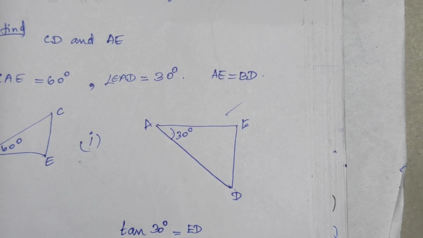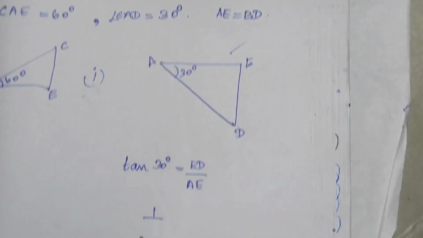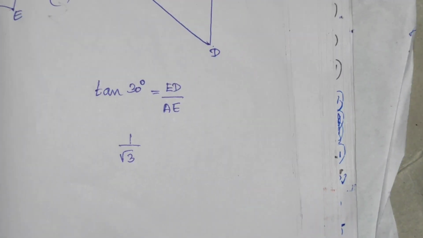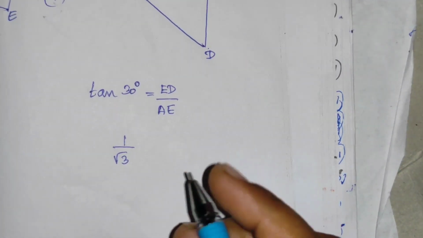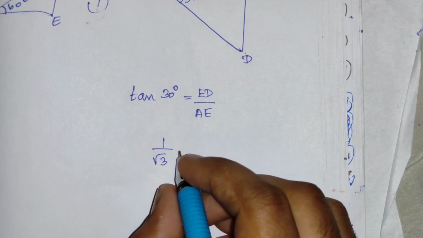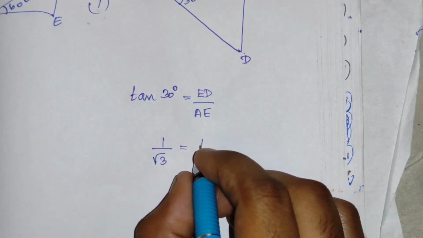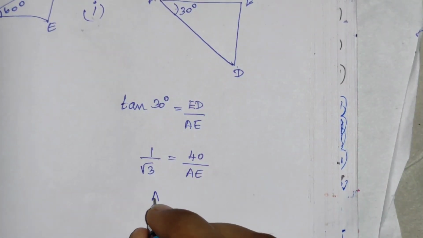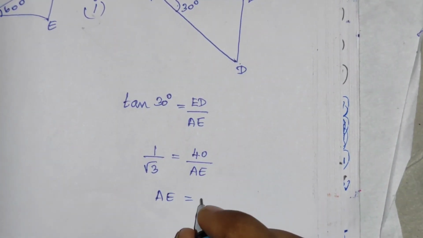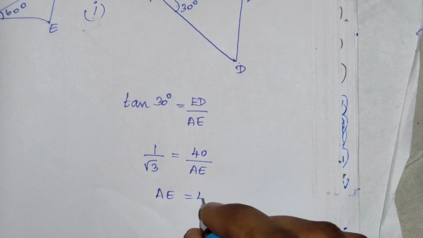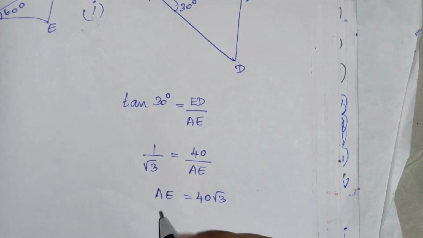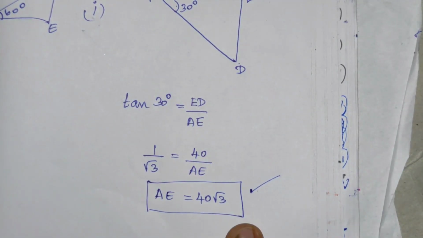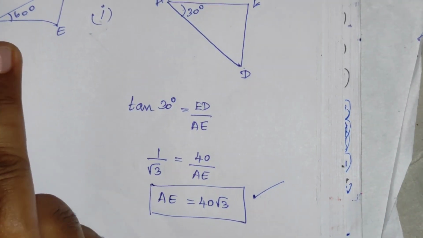So tan 30 degrees is 1 by root 3. The ED value is 40, so 1 by root 3 is equal to 40 by AE. So AE is equal to 40 root 3. So with this triangle we have found AE. So one is found. Now consider the second triangle.